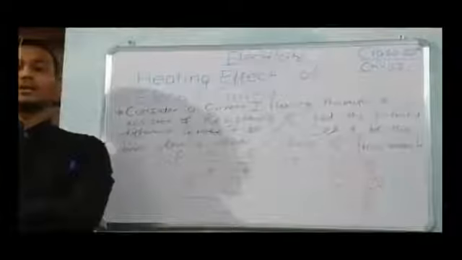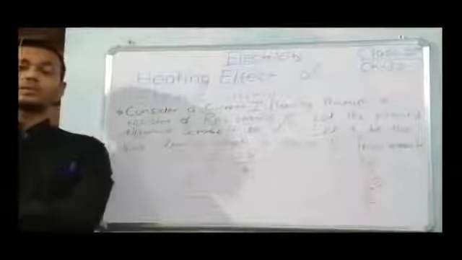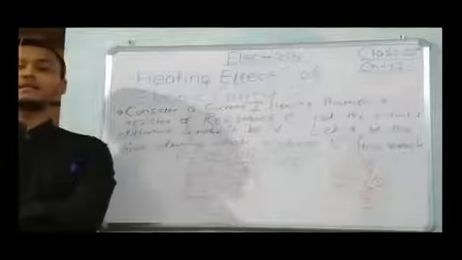So whenever we have the potential difference across two terminals of a conductor or an electrical appliance, and the amount of current flowing through it, we are able to find the value of power. So the conclusion is power is equal to the product of potential difference and current. P is equal to V into I.